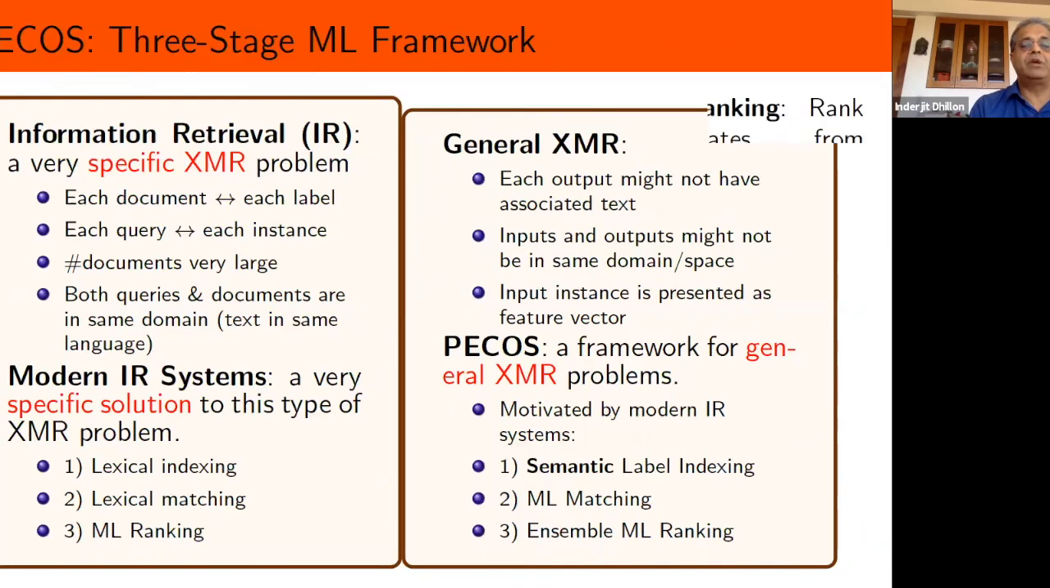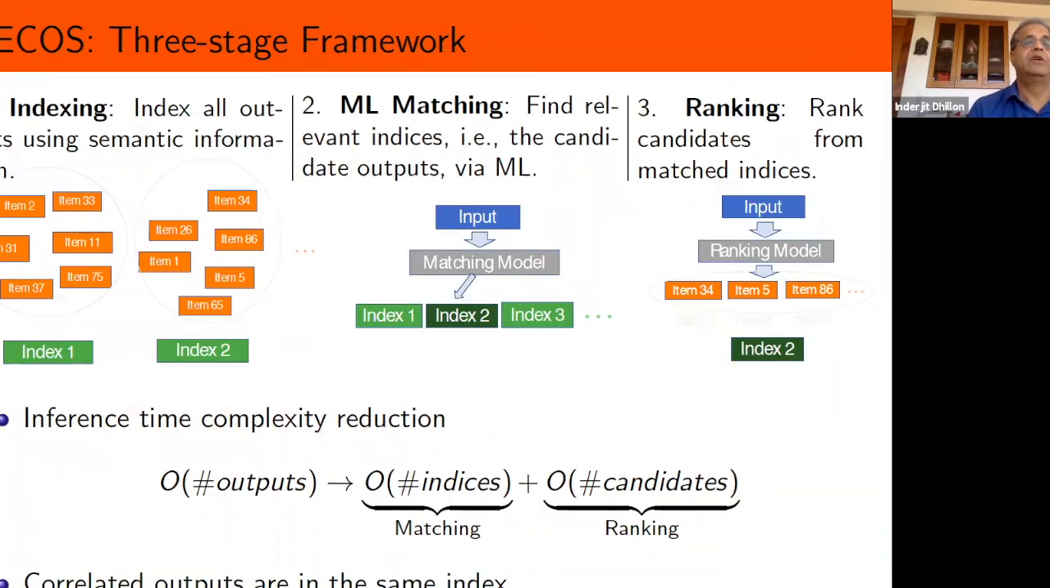So let's go into detail into each of these stages. In the indexing phase, what we want to do is try and index all outputs semantically. And in the matching phase, once we are doing inference, we want to try and find the relevant indices or candidate outputs very quickly using a matching technique. And then finally, we can use a ranking technique.